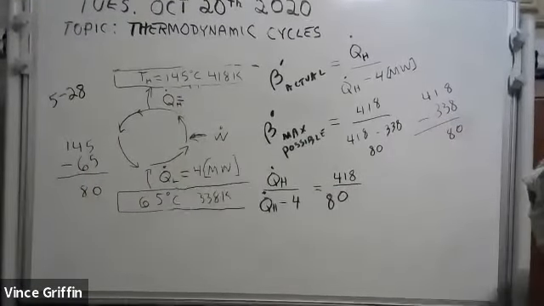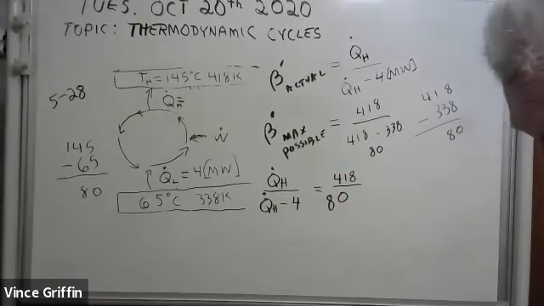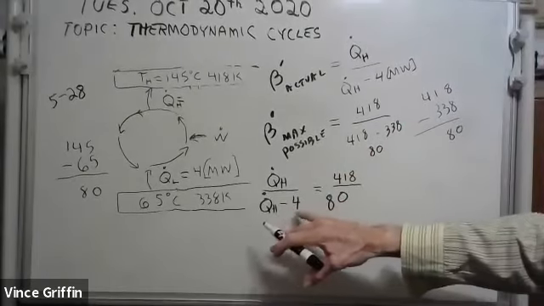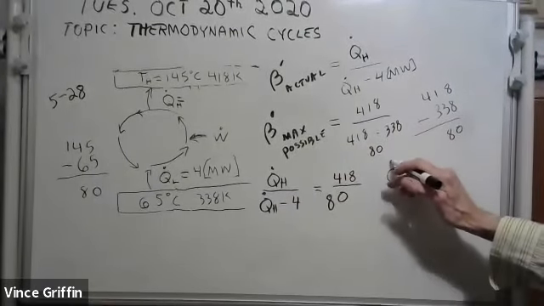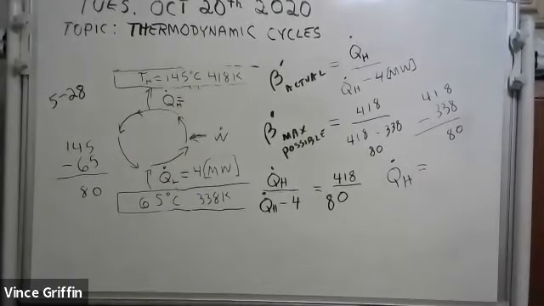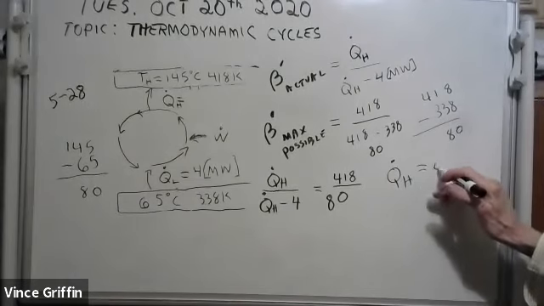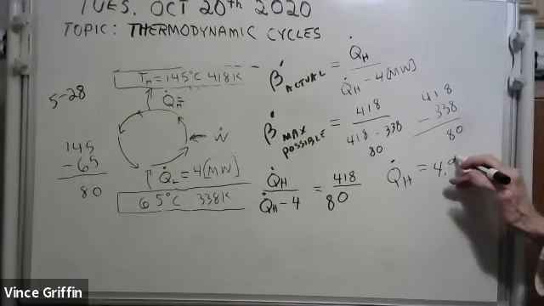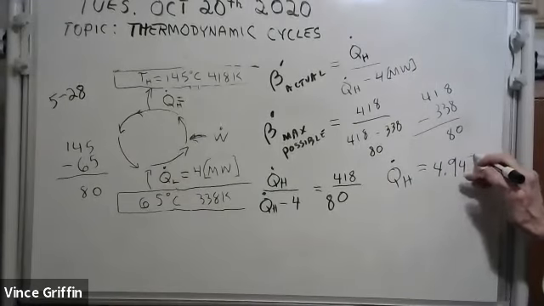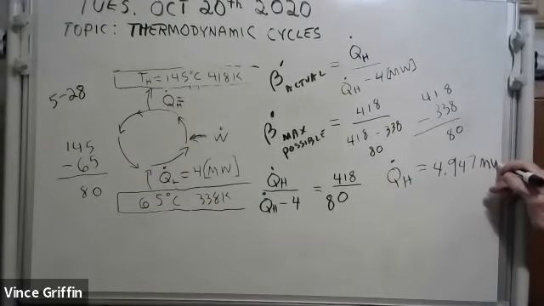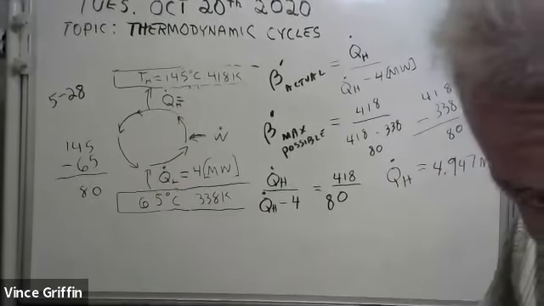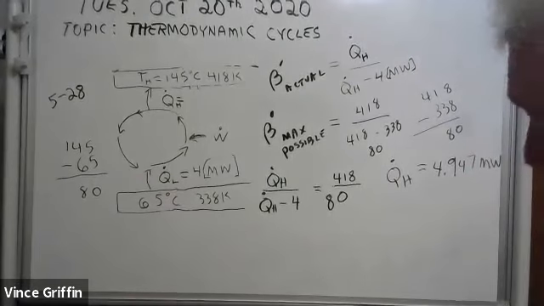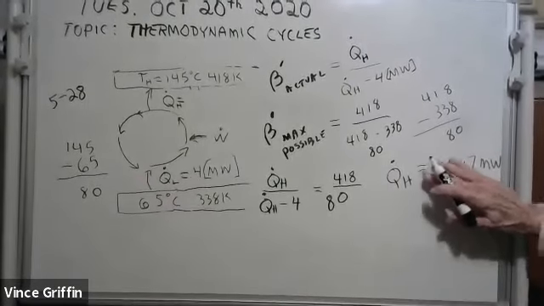Okay, we're running out of time. Oh no, we're running out of time. But if you solve this for QH dot, here's what I got. I got 4.947 megawatts. Does that show up on the board there? 4.947 megawatts. That's supposed to be a 9.